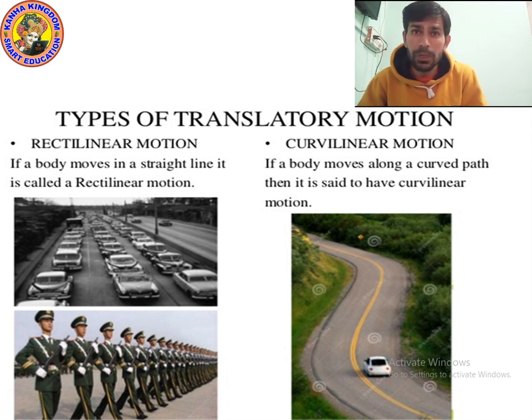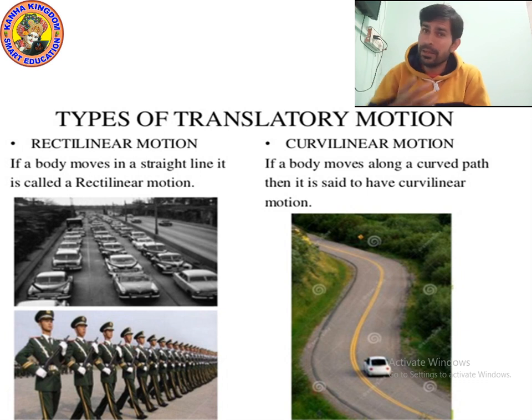Can you see some soldiers? What are they doing? They are doing the march past. Yes, when soldiers do the march past, they always walk in a straight line. So this is also an example of rectilinear motion.